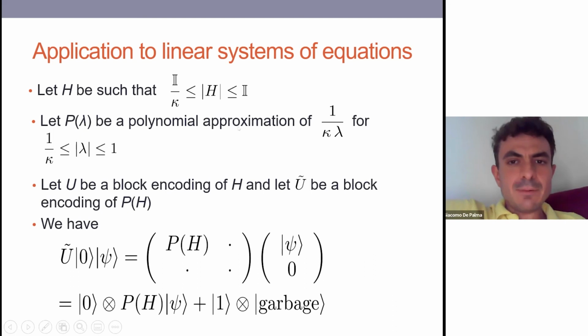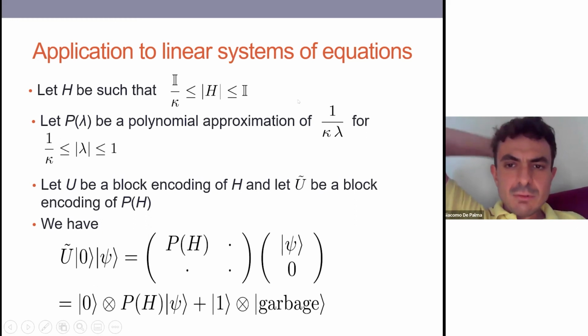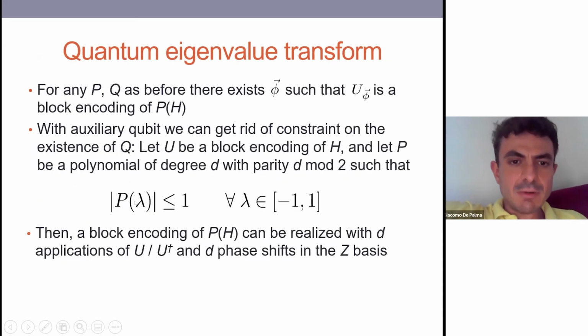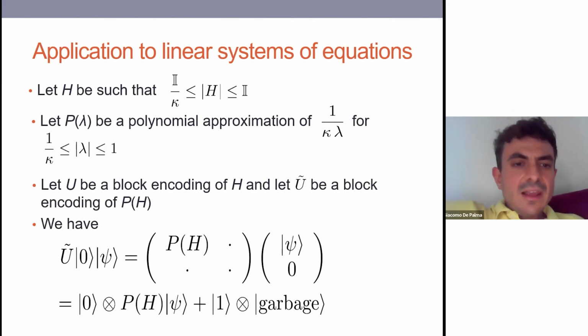So let P be an approximation of the inverse function in this range. And here you notice that we needed to normalize this function, because the hypothesis requires the polynomial to be less than or equal to 1, while of course this 1 over lambda will be larger than 1 because lambda is smaller than 1, and we normalize in this way to enforce this requirement. So we suppose we have a block encoding of H, and then we can build, as I showed you before, a block encoding U tilde of P of H.